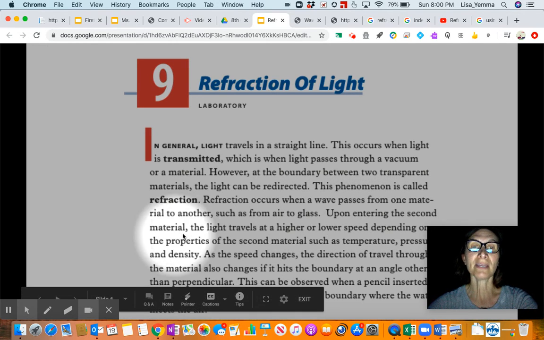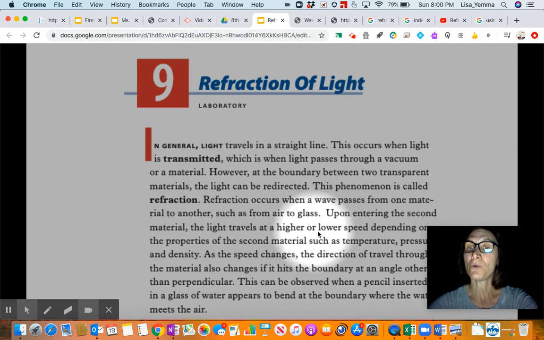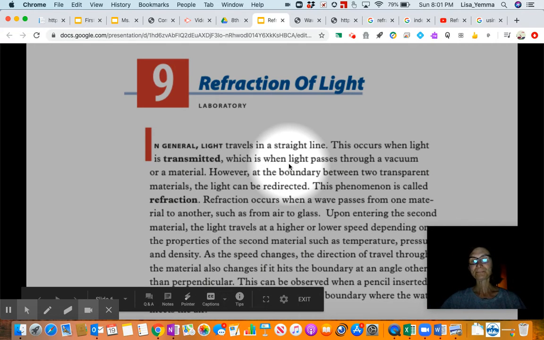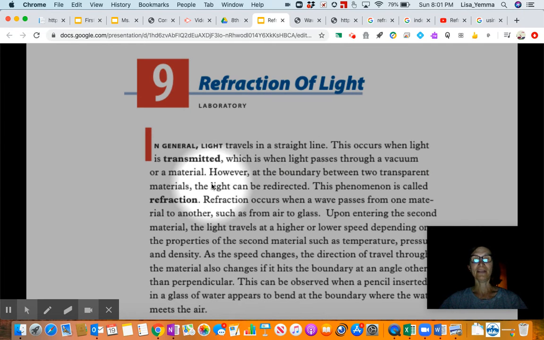Upon entering the second material, the light travels at a higher or lower speed depending on the properties of the second material, such as temperature, pressure, and density. As the speed changes, the direction of travel through the material also changes if it hits the boundary at an angle other than perpendicular. This can be observed when a pencil inserted in a glass of water appears to bend at the boundary where the water meets the air.